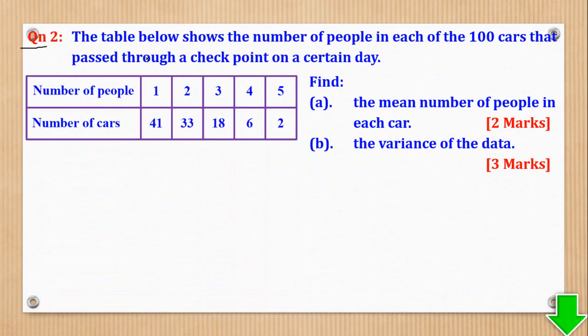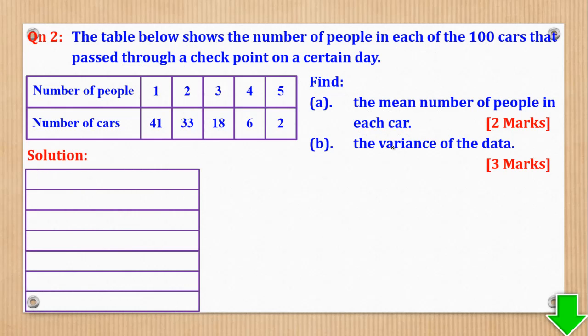Then question 2 says, the table below shows the number of people in each of the 100 cars that pass through a checkpoint on a certain day. So number of people and the number of cars. Find the mean number of people in each car and the variance of the data. So you shall need to tabulate. This is under ungrouped data, but because there is frequency, we shall need to tabulate.